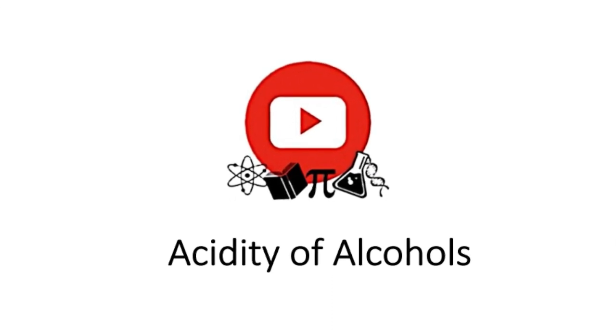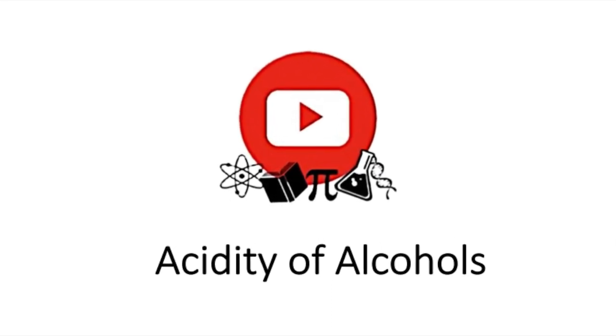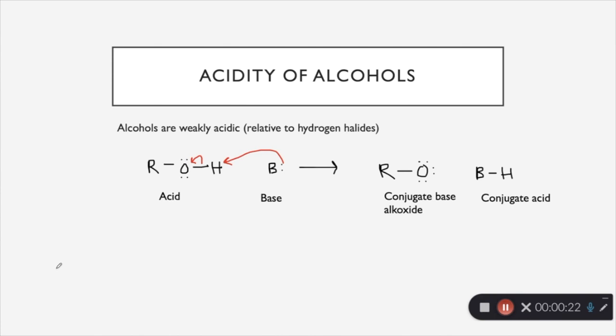In this video, we're going to be talking about the acidity of alcohols. So alcohols are weakly acidic, but this is more relative to hydrogen halides, which are very, very acidic. Alcohols are more acidic, however, than amines and alkanes. So you can see here that the conjugate base of an alcohol is going to be an alkoxide. The alk is coming from the alkyl group, and then the oxide is going to mean this negatively charged oxygen right here.